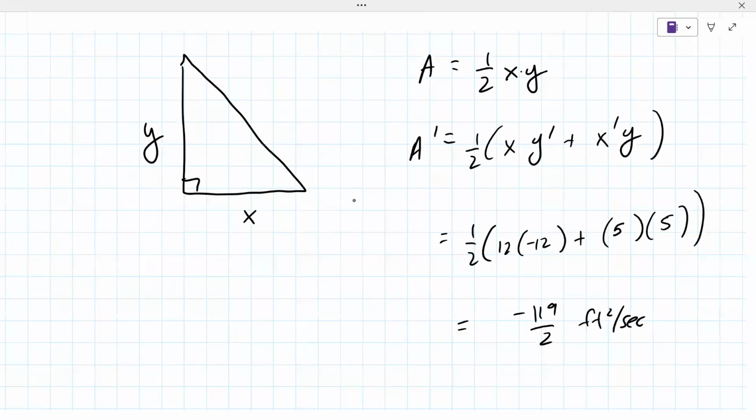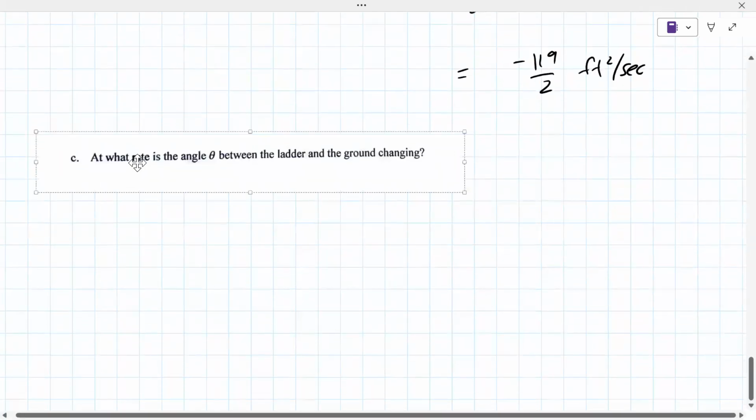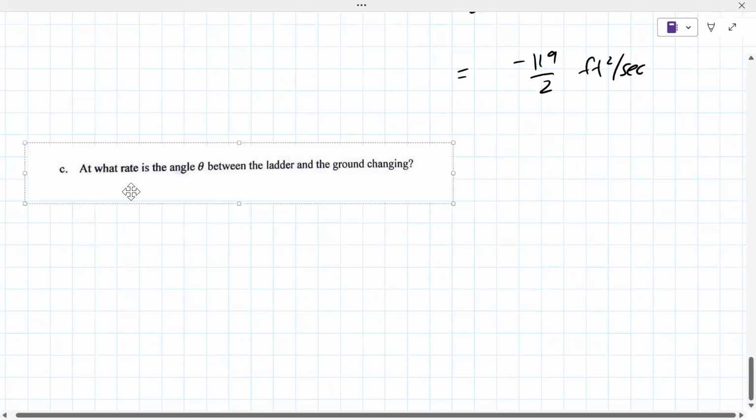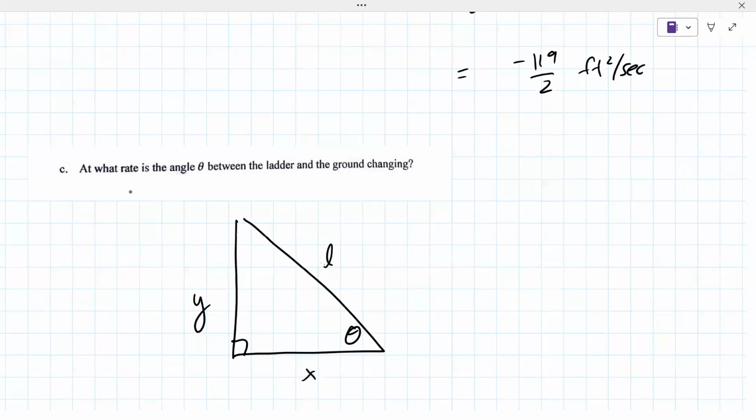Oh boy, even more. Part C. All right. At what rate is the angle between the ladder and the ground changing? There's the angle. You can use the fact that the ladder is there. I wouldn't use tangent, I would use cosine or sine.